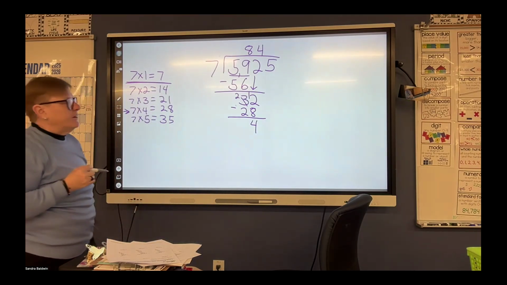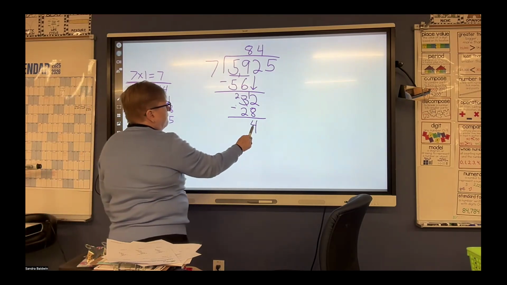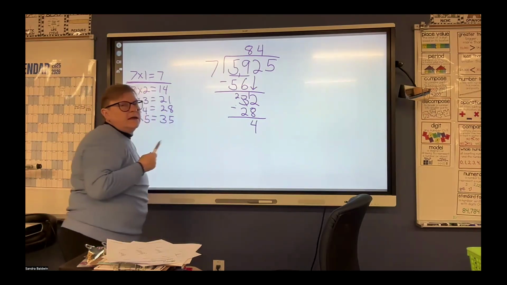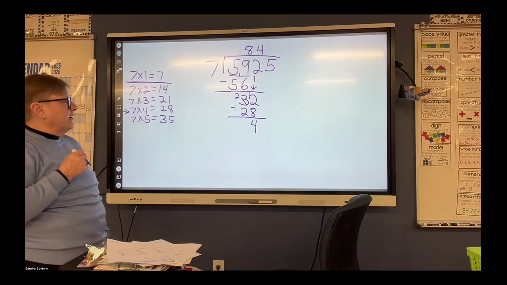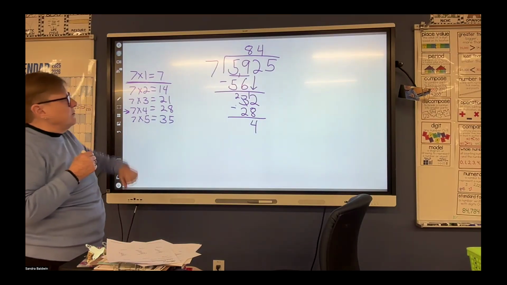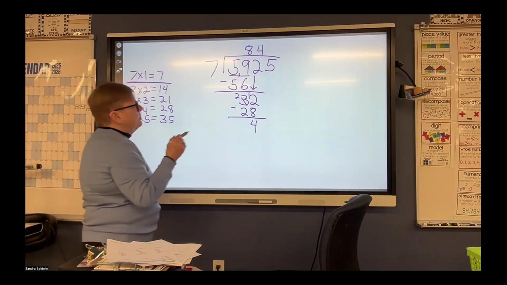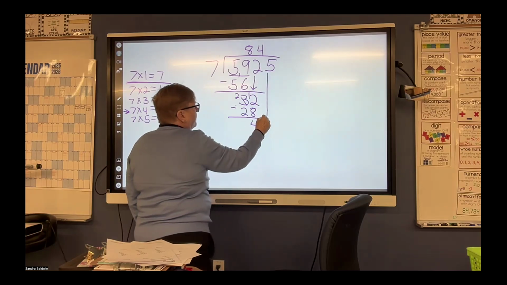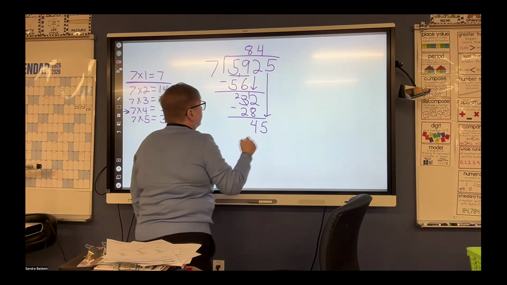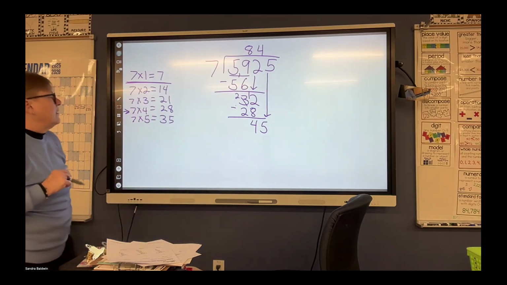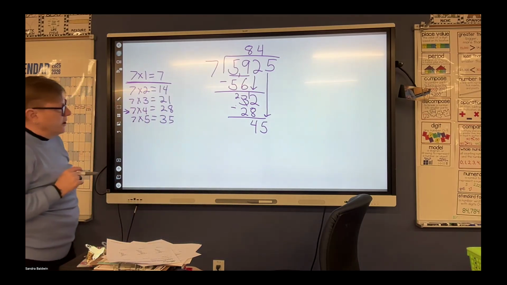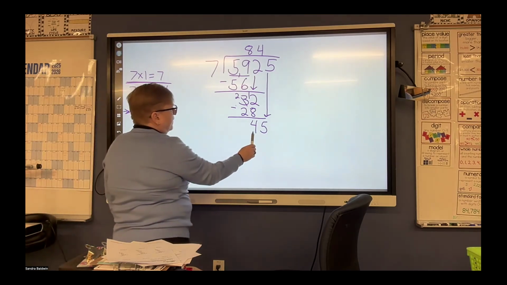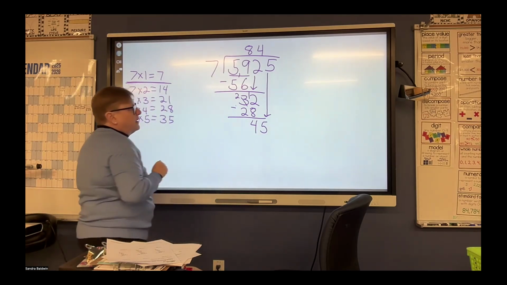Now my question is, can I divide 4 by 7 and get a whole number? No, I cannot do that. 7 is the smallest I can do with that. So I need its next door neighbor. That's the 5. I'm going to bring that 5 all the way down there. So now my question is, I should say, 45 divided by 7.